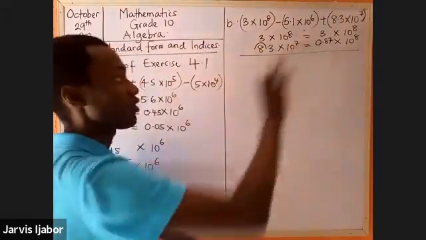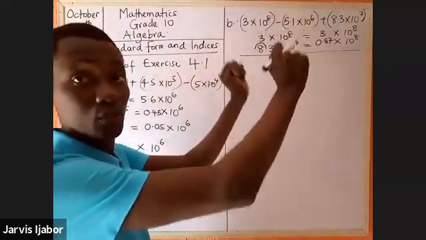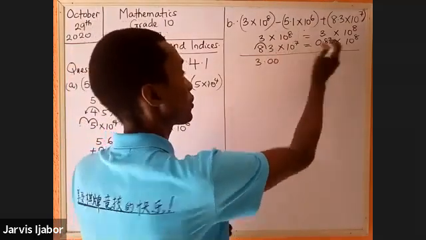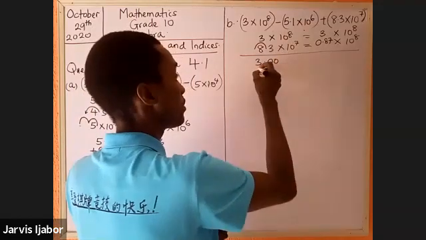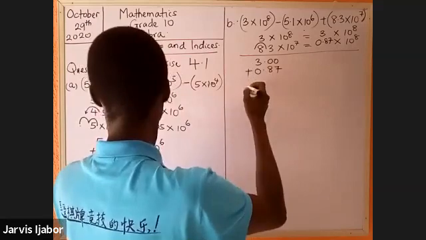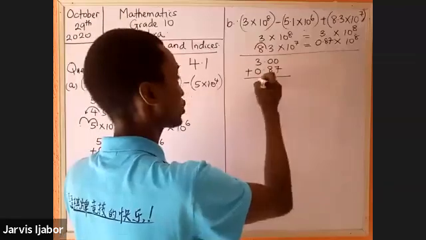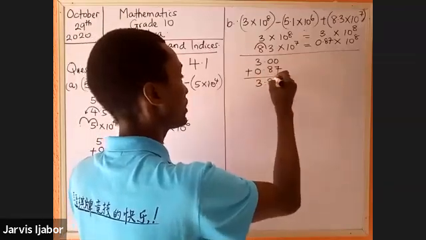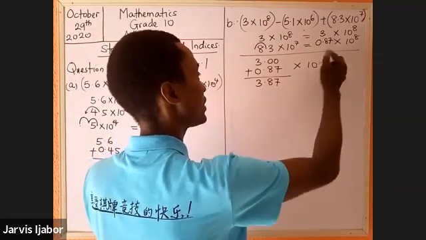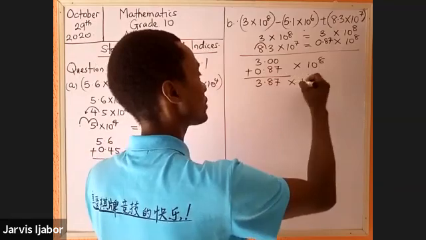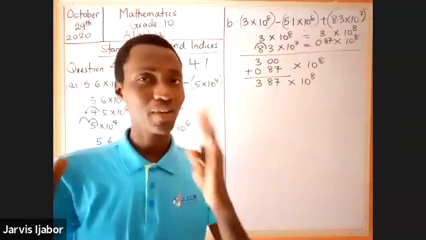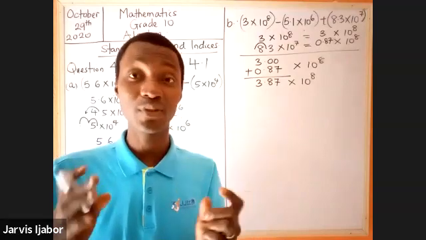I'm going to rule that line, meaning that I've taken care of that observation I want. Then I'll come to this line. It will be 3.00 because I have 2 decimal places here. Plus what? 0.87. I put my plus sign there. And then I'll add it up. This will give me 3.87. Now just put times 10 to the power of 8. And that will be what? Times 10 to the power of what? 8.